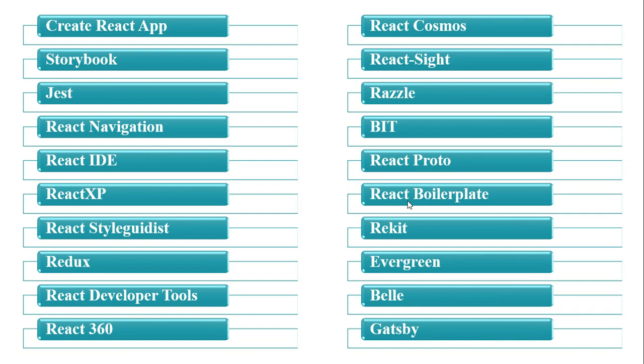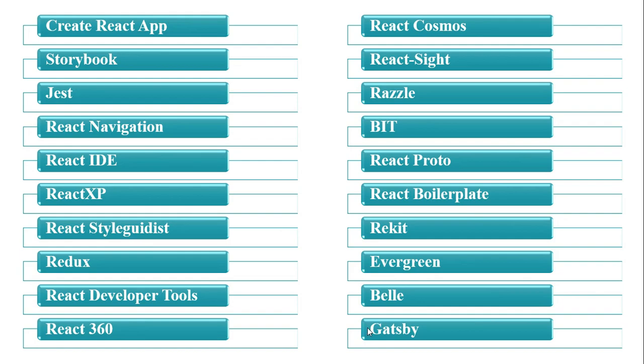Next is Rakt. Now, what is Rakt? It's a toolkit for building scalable web applications with React, Redux, and React Router. I will say that it's an all-in-one solution for creating modern React applications. Next is Evergreen. Evergreen is a React UI framework for building web applications.